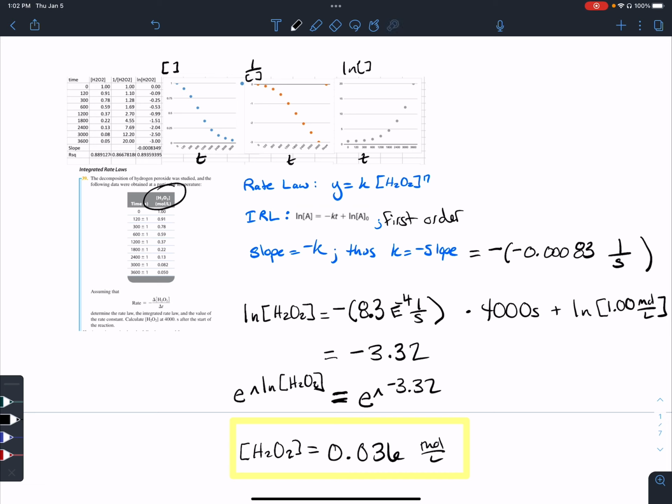All right, so what are the questions here? Determine the rate law. The word rate law means differential, so we simply write y equals k times concentration to the n. The integrated rate law. The rate law integrated is based on n.